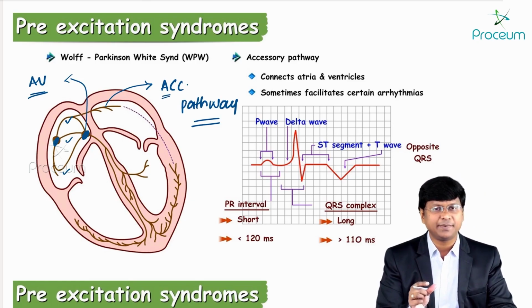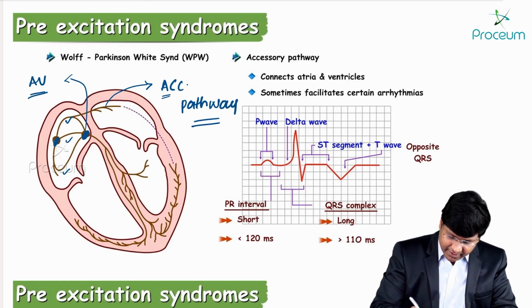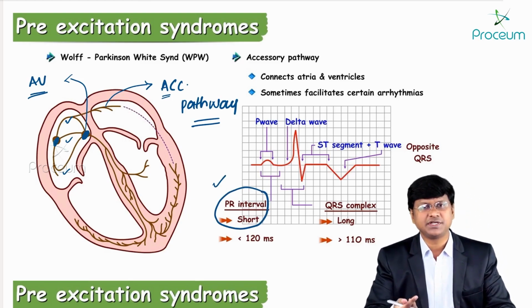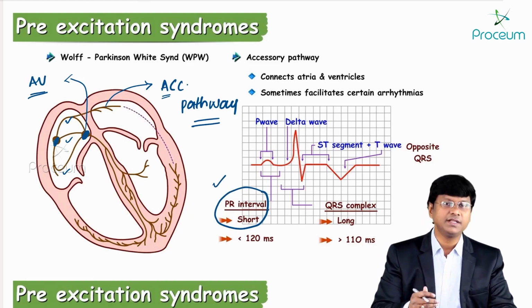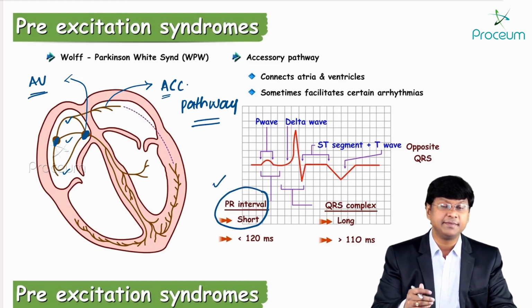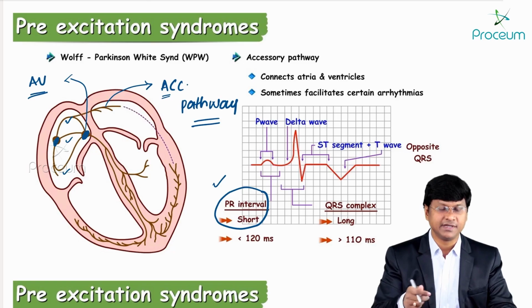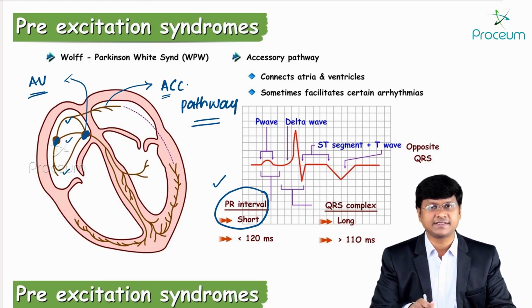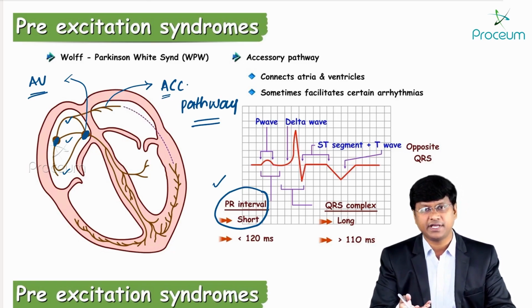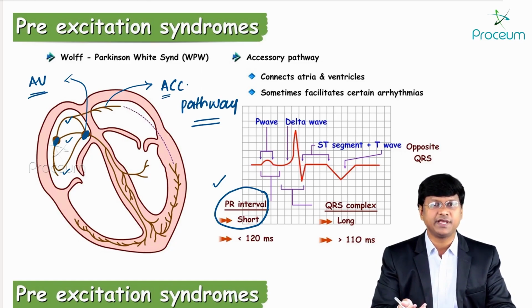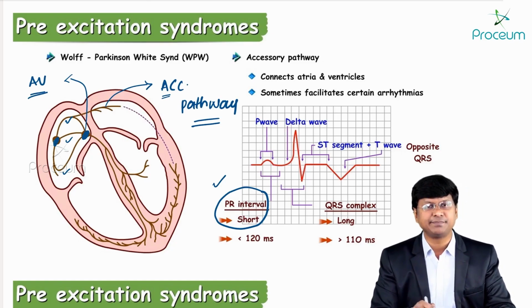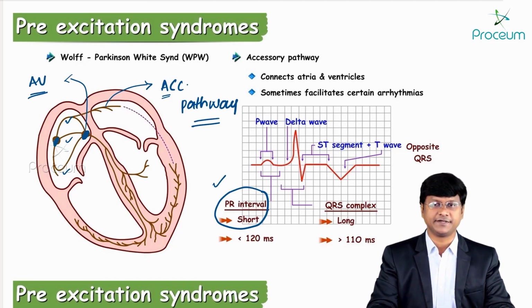So what will happen to your PR interval? The PR interval will be shortened. What does the PR interval actually represent? The PR interval represents the time taken for the impulse to move from the SA node to the AV node and through the AV node. That is the PR interval. But here, in the presence of an accessory pathway, there is no intervention of the AV node. When there is no intervention of the AV node, the impulse will directly jump into the ventricle. So the PR interval will be shortened.